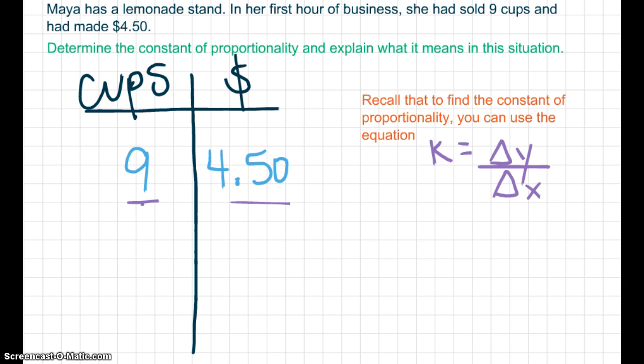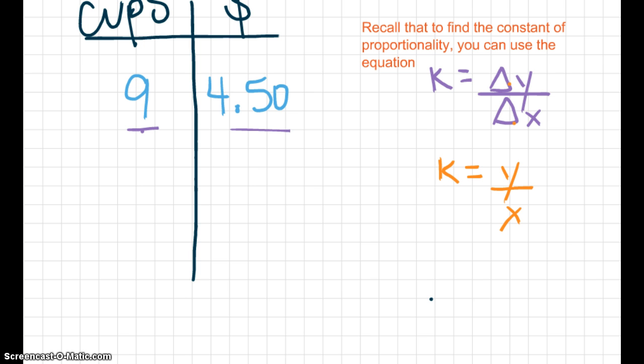So what I want to point out is that you don't actually have to have the change in Y over the change in X. When you compare the change in Y to the change in X, you're really looking for the constant rate of change. But in this situation, all we have to do is take our Y and divide it by our X. So what we're going to do is take $4.50 and divide it by 9, and that should give us our constant.